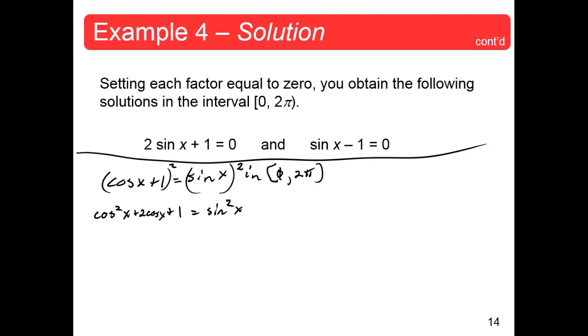Now, that didn't make things a lot better. In fact, it looks like it made it worse, right? It's a more complicated looking equation. But what can you do now? Turn the sine into a cosine. Yes, you can now write this sine squared in terms of cosine squared, and then everything will be in terms of cosine. So what is sine squared in terms of cosine?